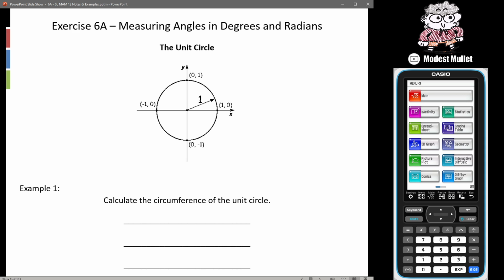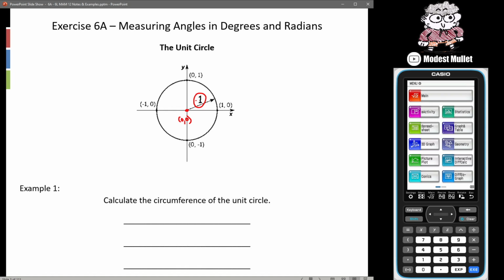Here's a unit circle. What's special? What makes it a unit circle? It's a circle centered at the origin and it has a radius of 1. That's where the unit word comes from. It has a radius of a single unit. It could be 1 meter, it could be 1 kilometer, it could be 1 mile, it could be 1 yard. It doesn't matter. It just has a radius of 1 unit.